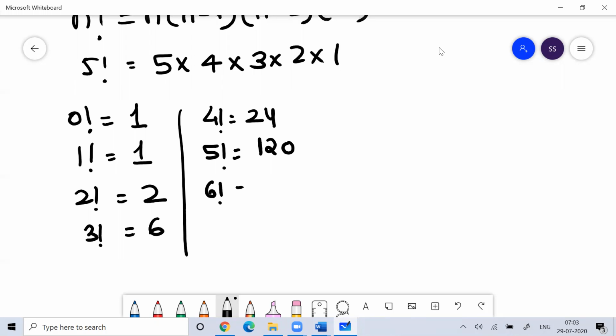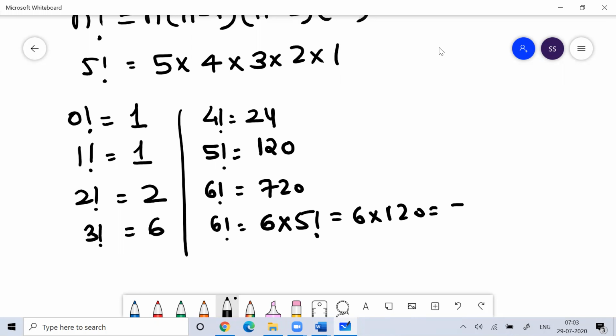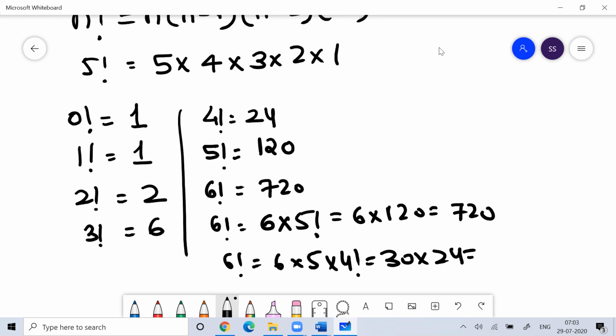6 factorial means 6 into 5 into 4 into 3 into 2 into 1, so the factorial is 720. You can say 6 factorial is nothing but 6 into 5 factorial. 5 factorial is 120, so 6 factorial will be 720. You can also say 6 factorial means 6 into 5 into 4 factorial. So 6 into 5 is 30 and 4 factorial is 24, so 30 into 24 you'll get 720.